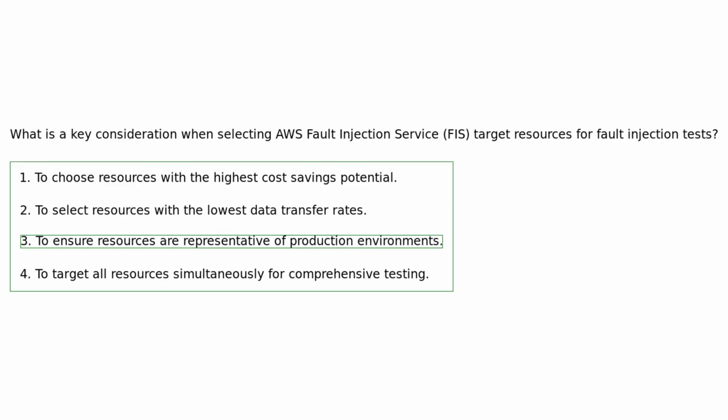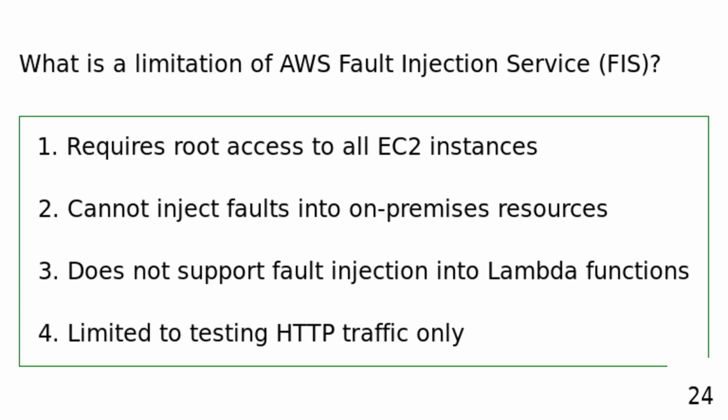A key consideration when selecting AWS Fault Injection Service target resources for fault injection tests is ensuring they are representative of production environments, providing realistic test scenarios. What is a limitation of AWS Fault Injection Service? Requires root access to all EC2 instances. Cannot inject faults into on-premises resources. Does not support fault injection into Lambda functions. Limited to testing HTTP traffic only.